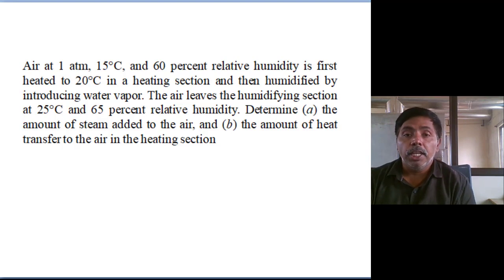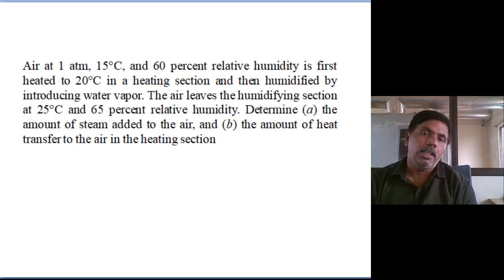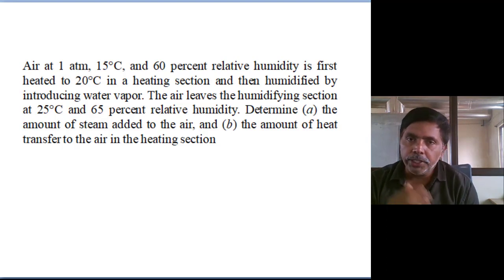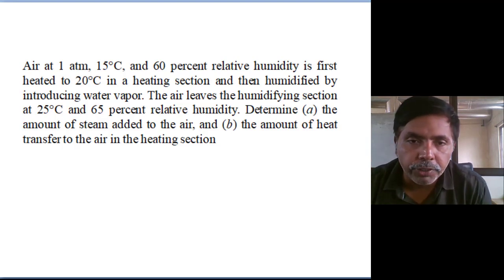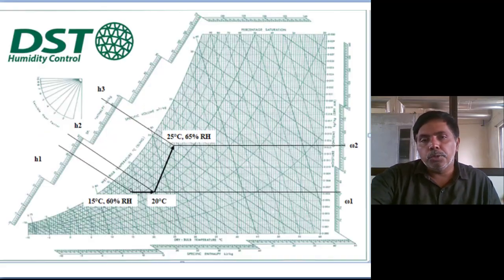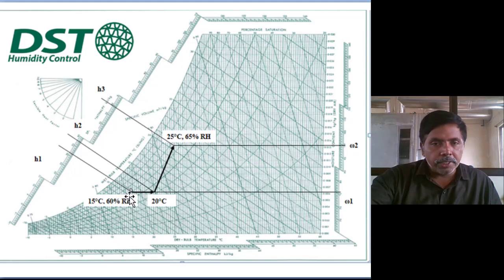Next, the second one: the amount of heat transferred to the air in the heating section. Heating section means only sensible heating, not heating and humidification. Here we did two types of heating: one is sensible heating, the second is heating and humidification. But in the question they asked for the heat transferred to the air in the heating section only, so we move to only the heating section.